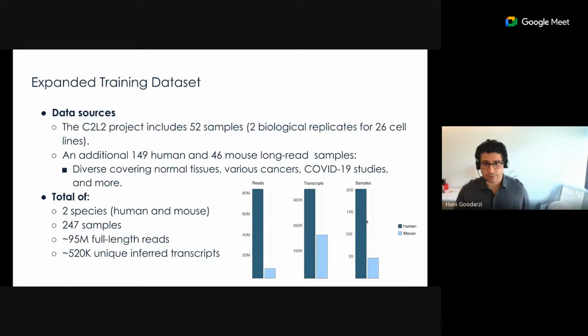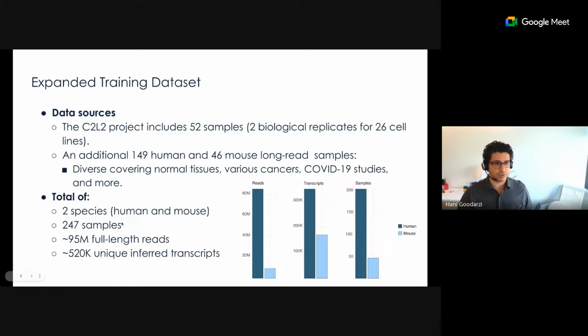Okay, so we started with this C2L2 project, which is 52 samples. There are 2 replicates for 26 cell lines. We also included as much other data as we had processed over the years. So we had done a total of 149 human samples and 46 mouse samples, from a variety of tissues and cancers and normal and even some COVID samples in there.